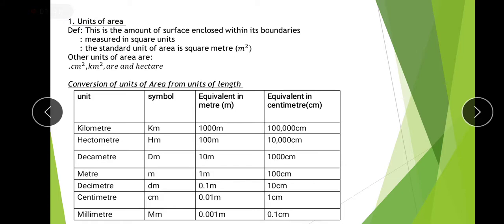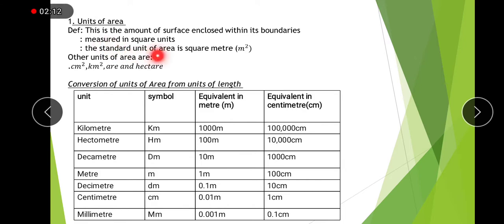Now let's start with number one, units of area. And we're going to define area. Area is the amount of surface enclosed within its boundary. Point number two, it is measured in square units. Here we are going to use terms like square meter, square kilometer, square millimeter. So that's what we mean by square units.